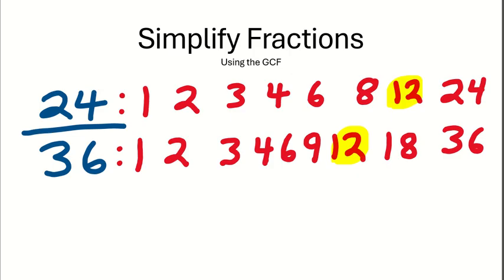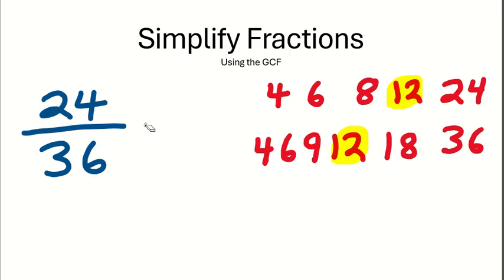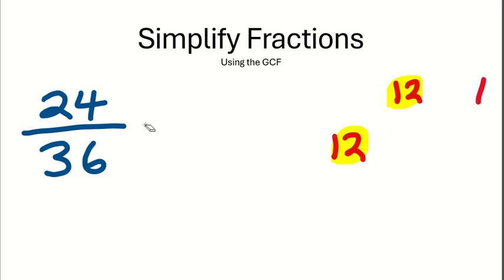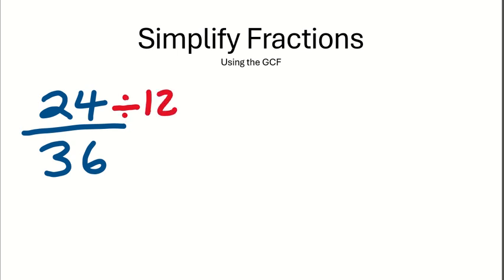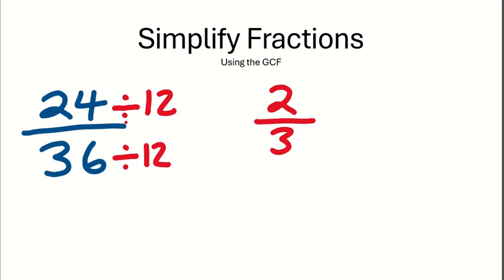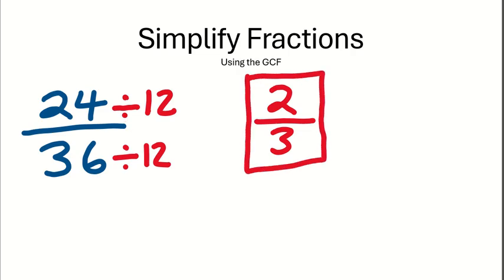So let's use 12 to simplify this. Go ahead and clean it up. Make sure we got room on this page to work. Okay, 12 is the GCF, so we'll divide the top and the bottom by 12. 24 divided by 12 is 2. And then 36 divided by 12 is 3. So 24/36 written in simplest form is 2/3.